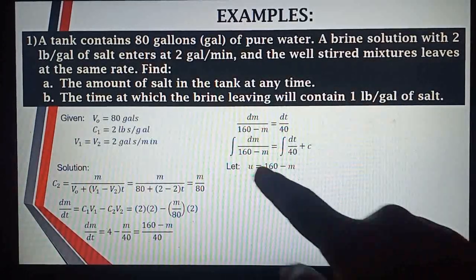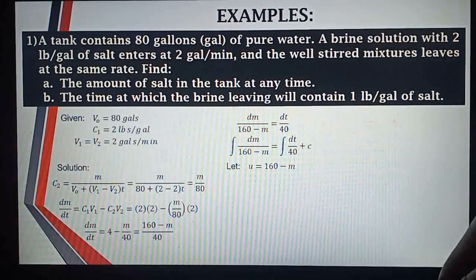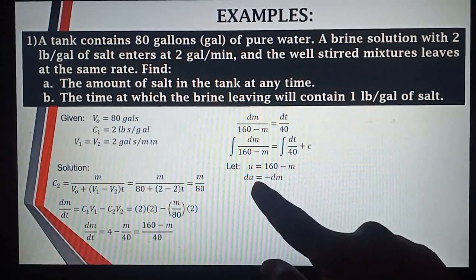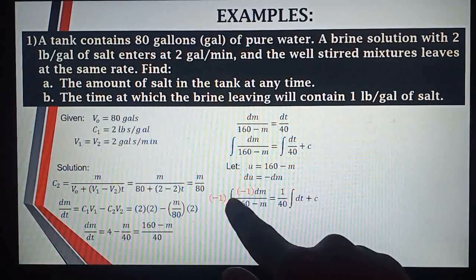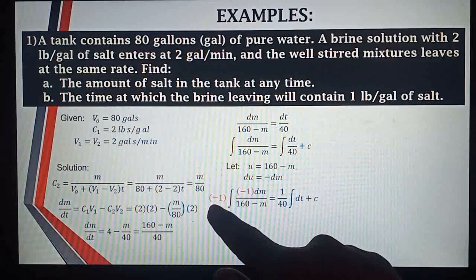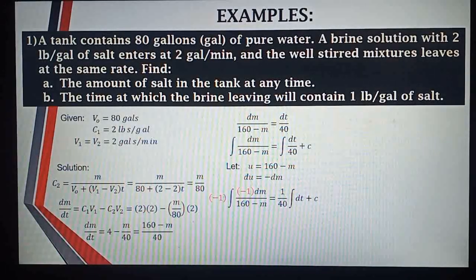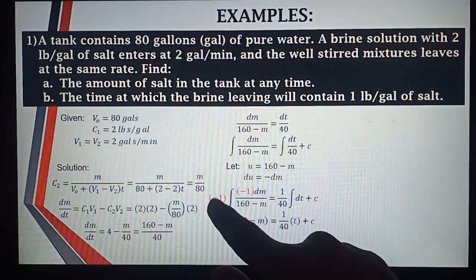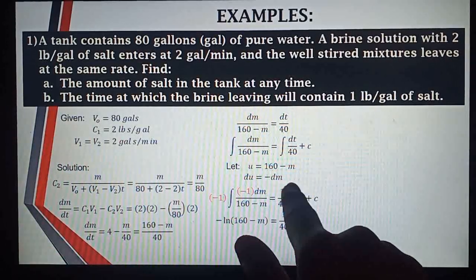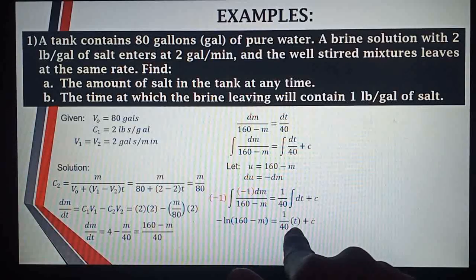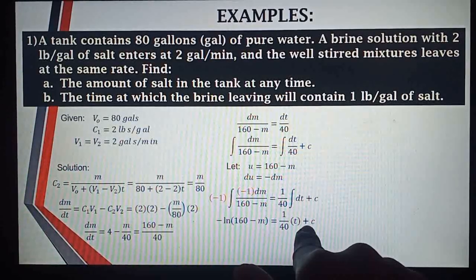So if we let u be 160 minus m, our du is equal to negative dm. So we will now have to insert negative 1 inside and balance by negative 1 outside. So we may do ln. That is negative ln of u, which is 160 minus m. Then this one is 1 over 40 multiplied by t plus c.